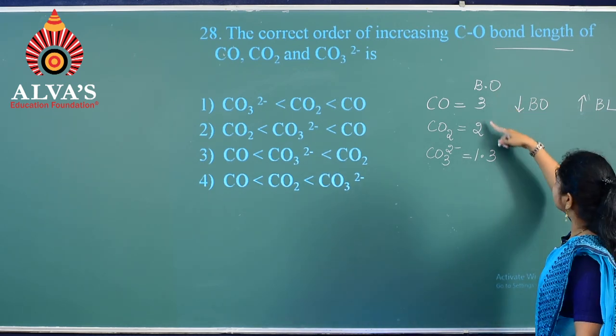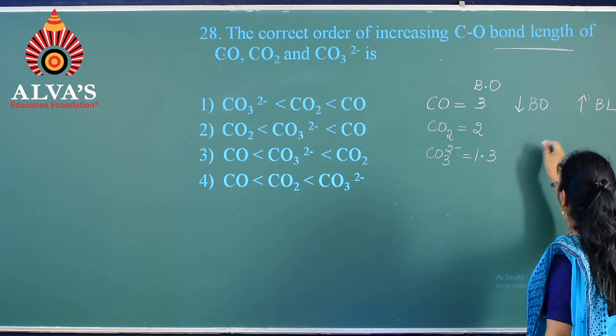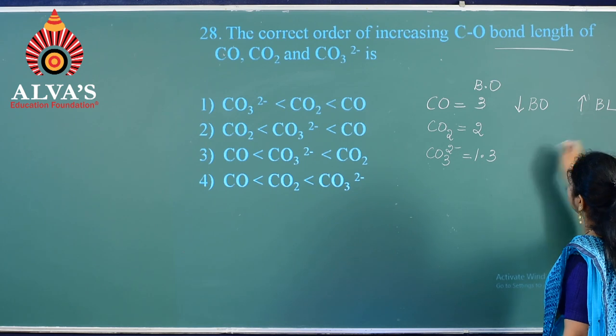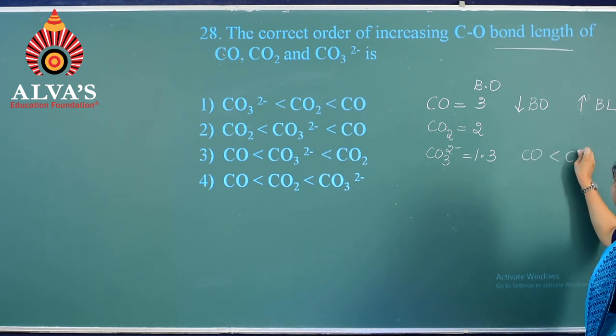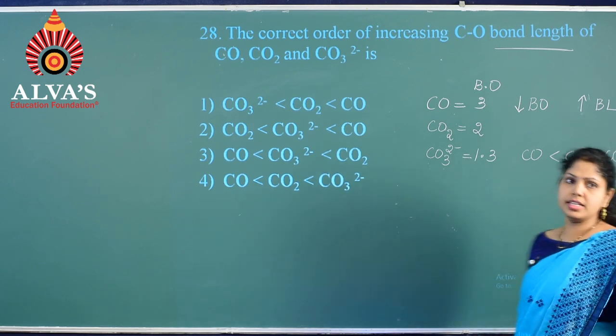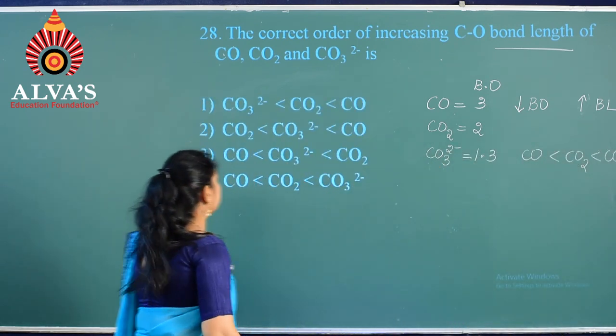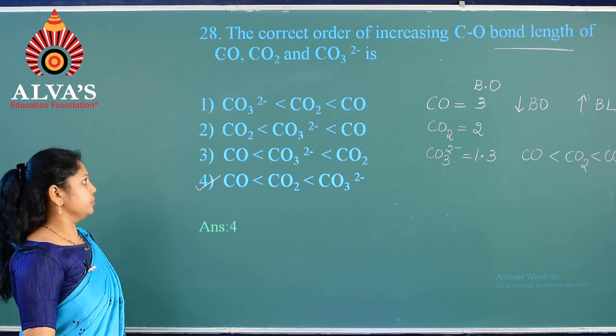So, who has the highest bond order here? Carbon monoxide. So, it will have the least bond length. So, the order is: carbon monoxide, next carbon dioxide, next carbonate ion. Hence, the correct option is option number 4. Hence, the answer is 4.